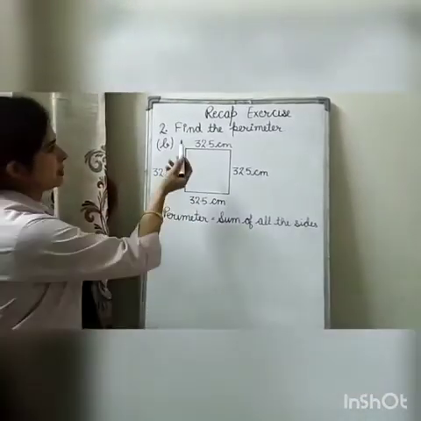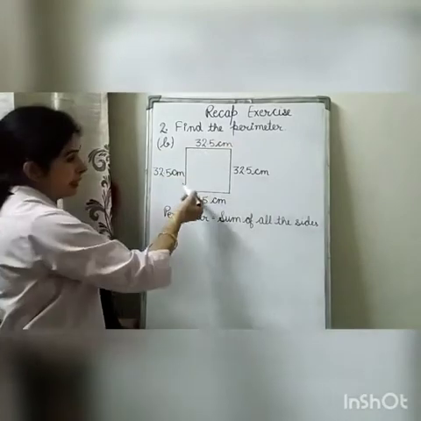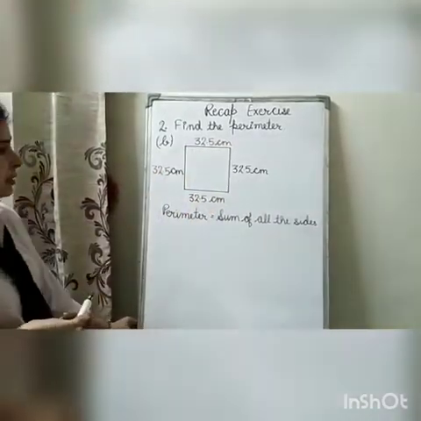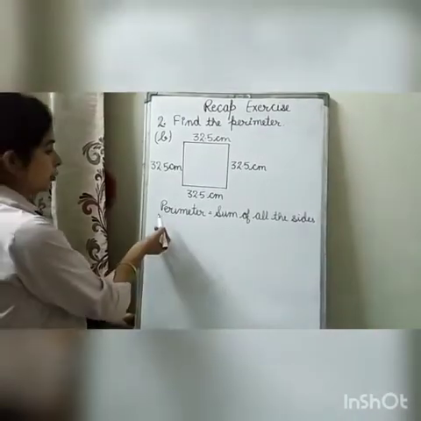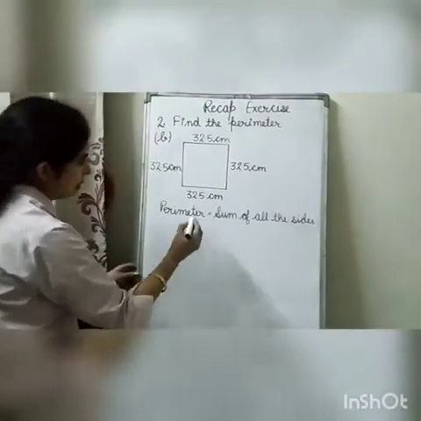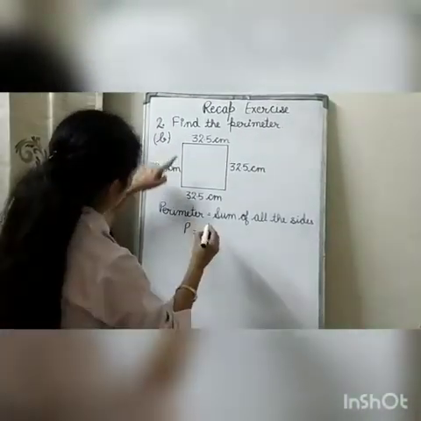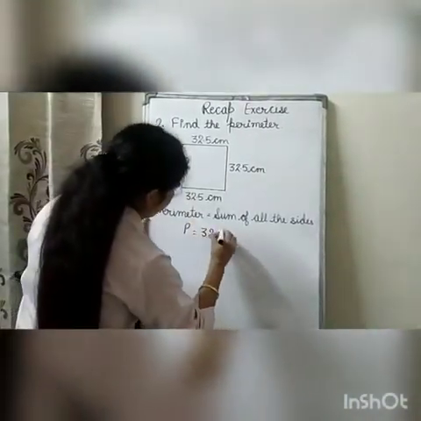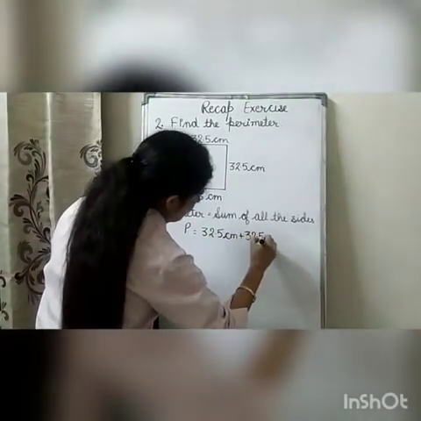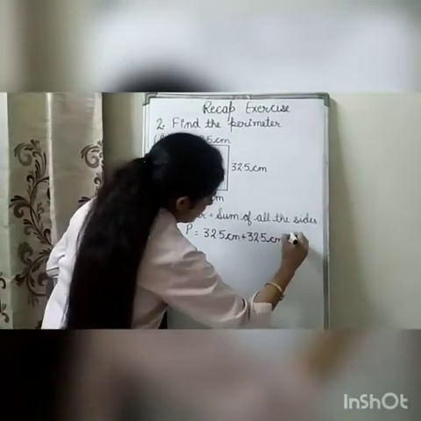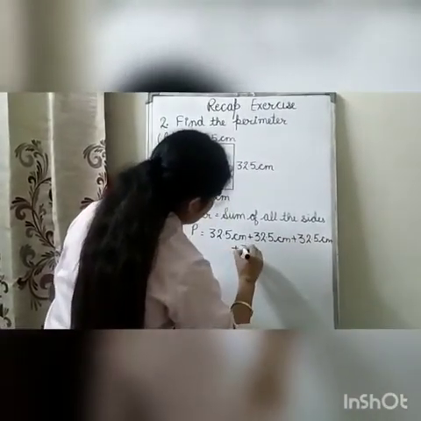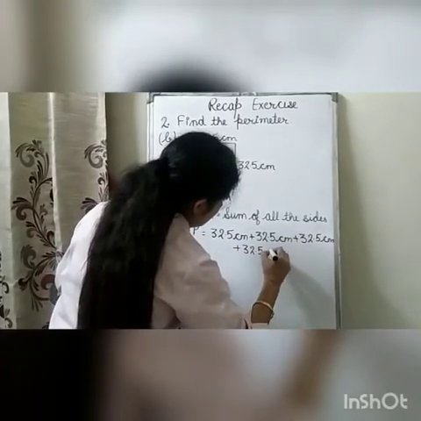Our second question is find the perimeter. One figure is given and four sides measurements are also given. Simply we will do the question using the formula perimeter is equal to sum of all the sides. We will write here perimeter is equal to 32.5 centimeter plus 32.5 centimeter plus 32.5 centimeter plus 32.5 centimeter.